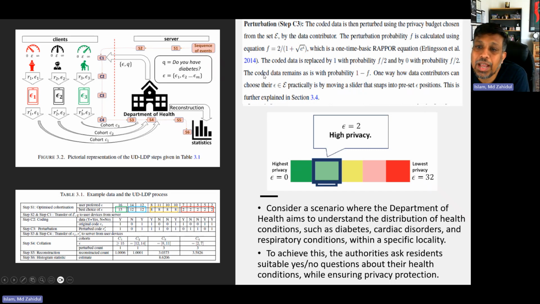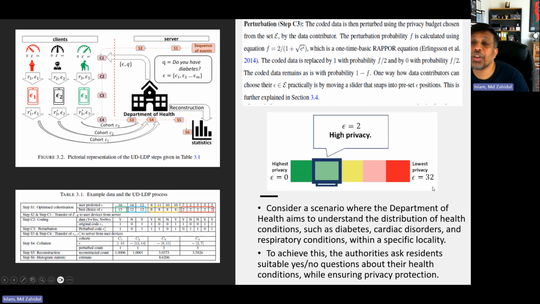And then the coded data remains as is, according to this basic RAPPOR technique, with a probability of 1 minus f. That means if the coded data was originally 1, it will remain 1, and if it was originally 0, it will remain 0, with a probability of 1 minus f. What is f? In this case, if epsilon is 0, f is 1. So 1 minus 1 is 0. That means the coded data remains as is 0% of the time. So the original data does not remain as is.